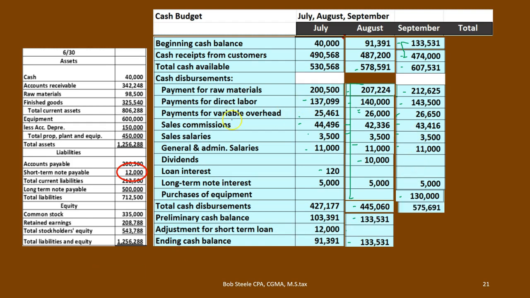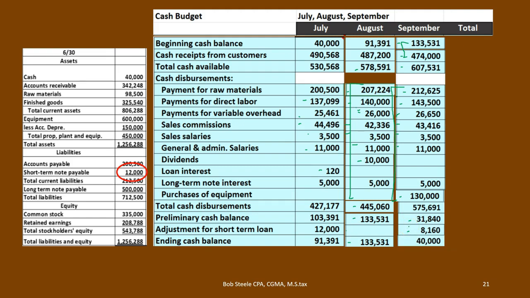And then if we add all these up, we're getting the 575,691, and that's going to be a preliminary balance of 31,840. And then we're going to have an adjustment because that 31,840 is below the 40,000 minimum we want to have. Therefore, we're going to need a loan of 8,186 so that this 31,840 can come up to that minimum balance we want of 40,000. Okay, so there's our 3 months.